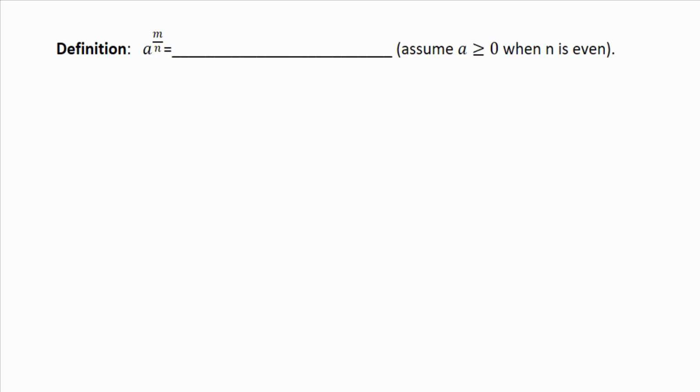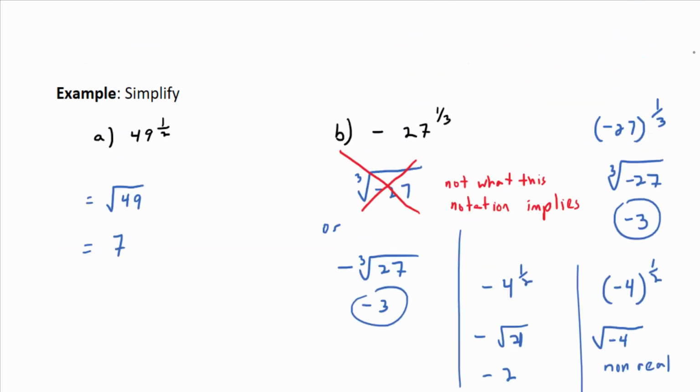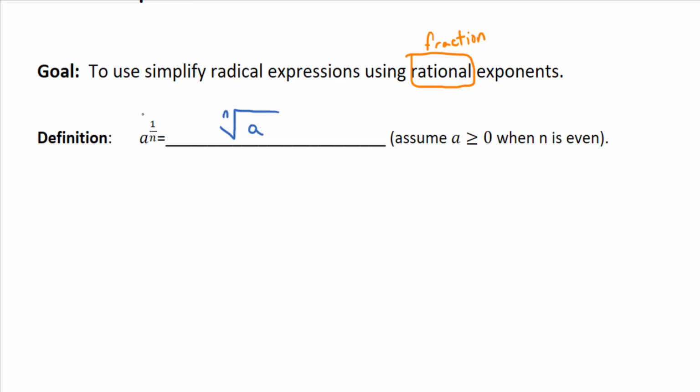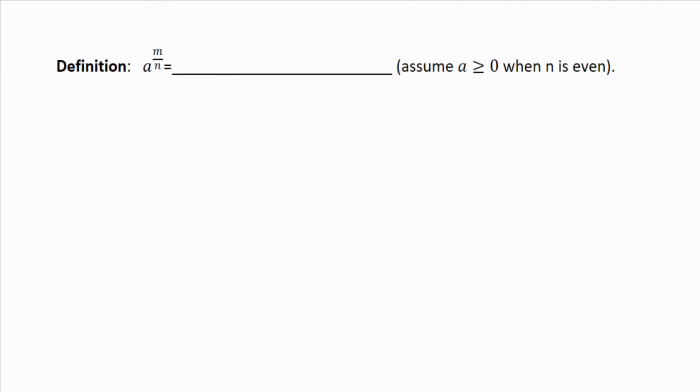So just like before, a to the 1 over n, let me write it down separately. A to the 1 over n equals the nth root of a. The index of the root is indicated by the denominator of the exponent, isn't it? And that's going to be consistent with the new definition. The index of the root is going to be the denominator of the exponent. So this is going to be the nth root. And then m is going to be the power on the a. The nth root of a to the m.